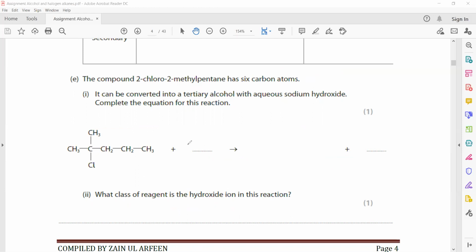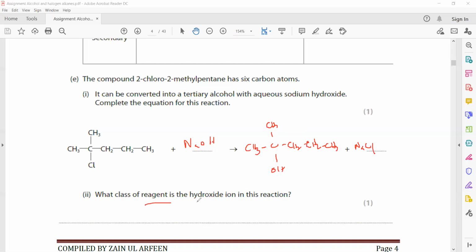So you can write the reagent sodium hydroxide, and the OH group will replace this Cl. So what does it result in? It results in CH3, CH3, OH will be there, CH2, CH2, CH3, and then the Cl group will react with sodium and it will produce sodium chloride, NaCl.